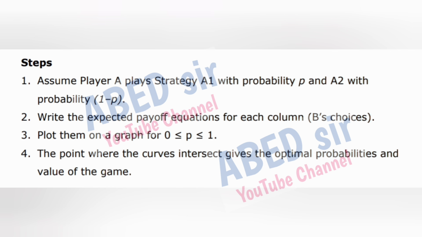Steps. 1. Assume player A plays strategy A1 with probability P and A2 with probability 1 minus P. 2. Write the expected payoff equations for each of B's choices. 3. Plot them on a graph for 0 less than or equal to P less than or equal to 1. 4. The point where the curves intersect gives the optimal probabilities and value of the game.